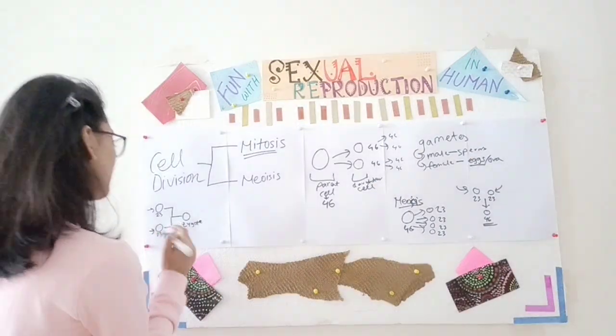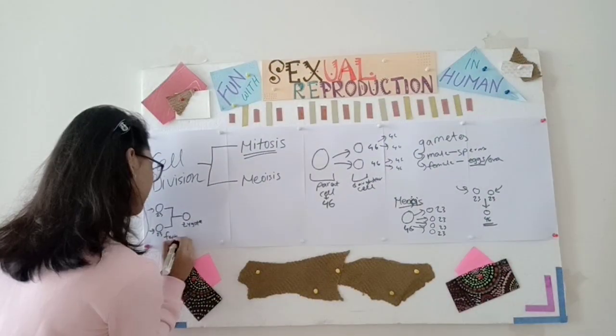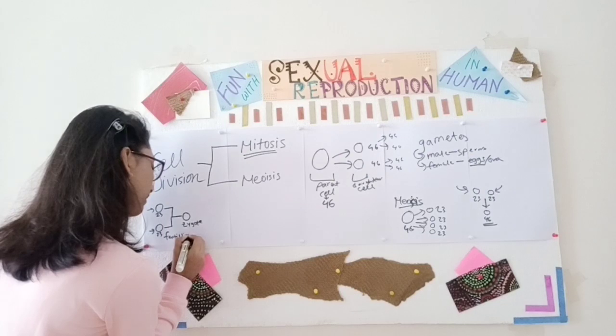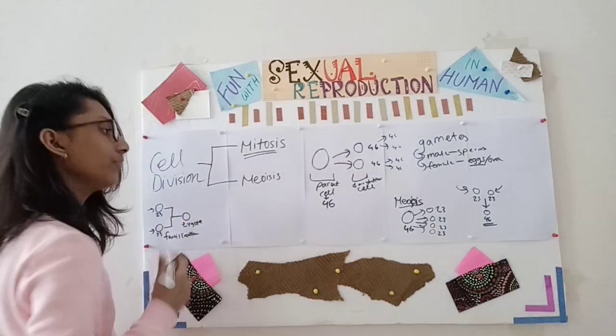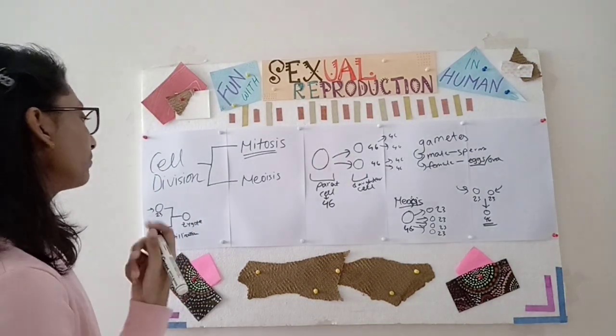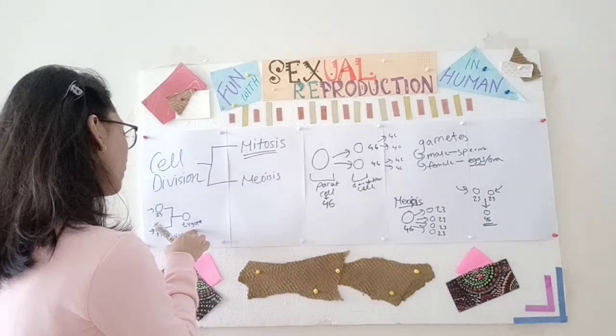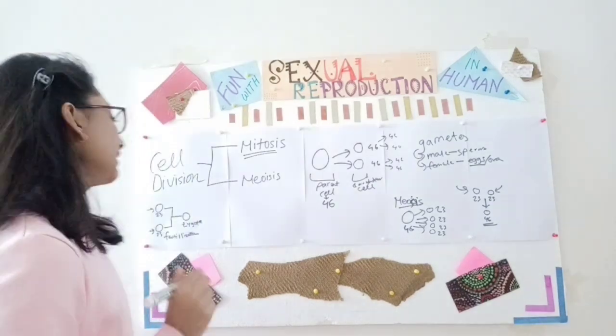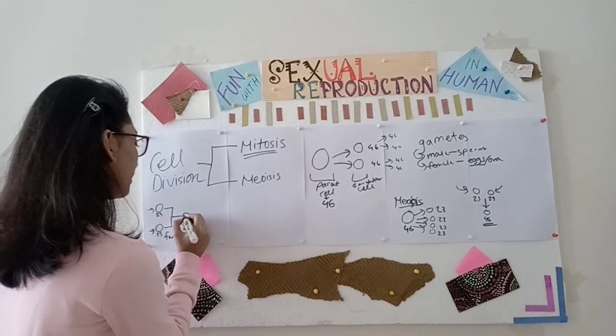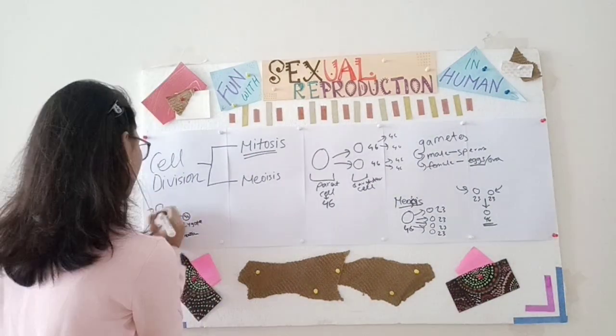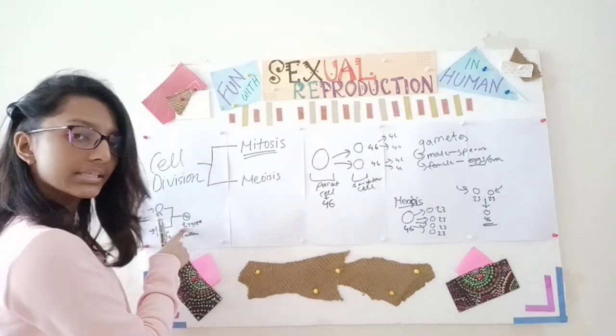This entire process is known as fertilization, right? So fertilization of gametes. With the process of fertilization, they produce one single cell, which is called the zygote. Now this zygote contains 46 chromosomes. These are all 23, so this contains 46 chromosomes.